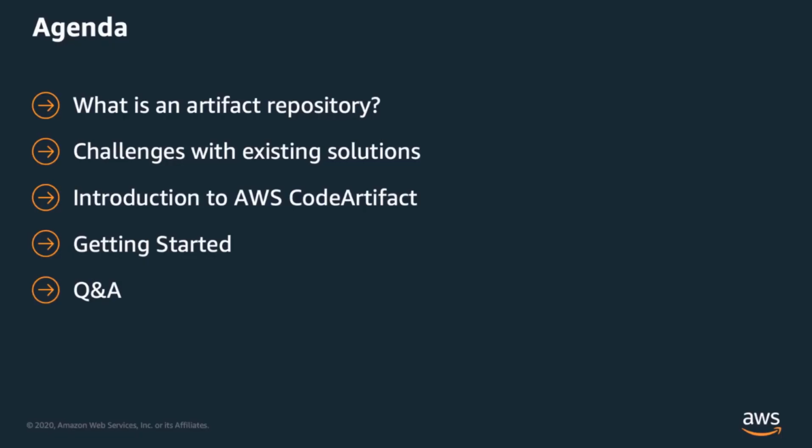So let's start with the agenda. First, we're going to cover what is an artifact repository. Then we'll talk about some of the challenges that exist with current solutions. And then I'll introduce how AWS CodeArtifact solves some of these problems. Finally, we'll wrap it up with a getting started. We'll walk through a quick demo showing how to create your first repository, and then we'll open it up for Q&A.